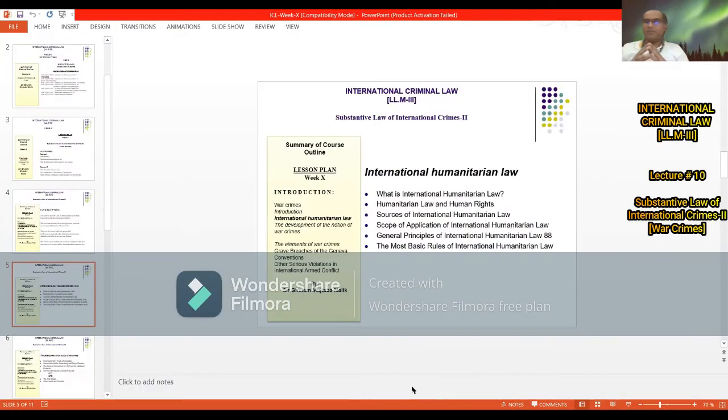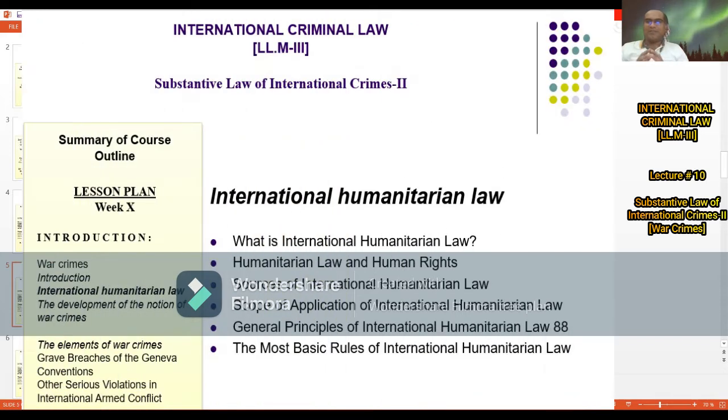So, students, before discussing the development and elements of war crimes under international criminal law, we must know that war crimes are interrelated or interconnected with international humanitarian law. So we must have a know-how and understanding of international humanitarian law. So, what is international humanitarian law?